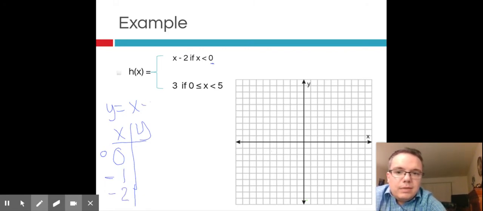So we have y is equal to x minus 2. So if I plug in 0 for x, 0 minus 2 is -2. If I plug in -1 for x, -1 minus 2 is -3 for y. And if I plug in -2, -2 minus 2 is -4.